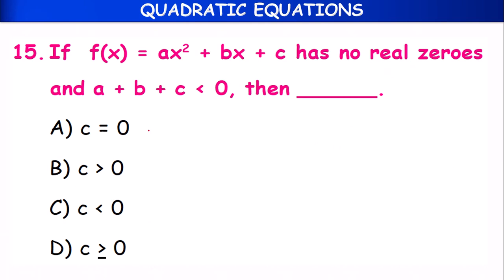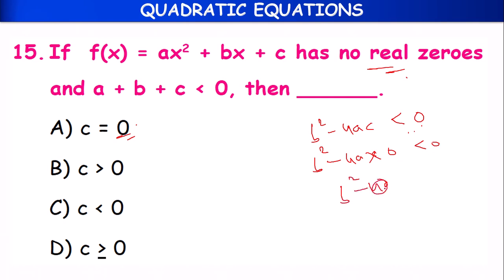Suppose in option A, they give c equal to 0. B square minus 4ac less than 0, this condition must be satisfied for no real zeros. If c equal to 0, then what happens? B square minus 4a into 0 less than 0. 4a into 0 will become 0. So b square minus 0, b square less than 0.